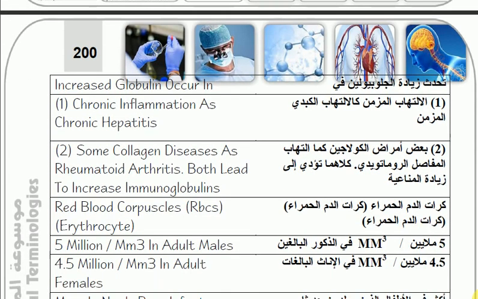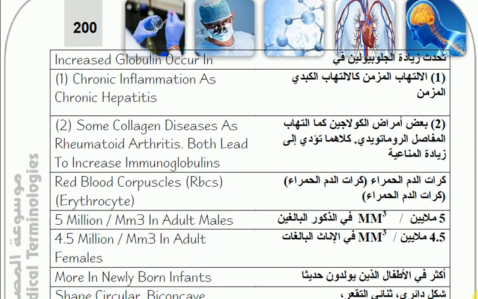Increased globulin occurs in: 1. Chronic inflammation, as chronic hepatitis. 2. Some collagen diseases, as rheumatoid arthritis. Both lead to increased immunoglobulins.